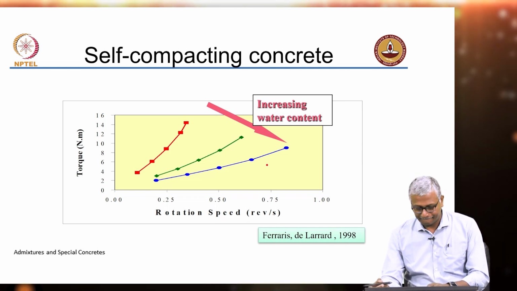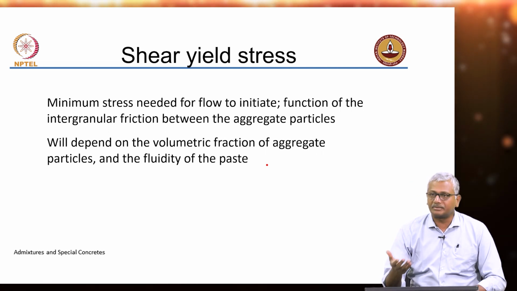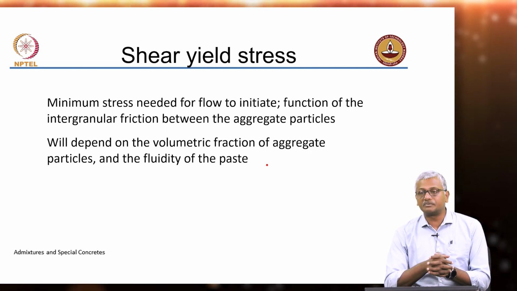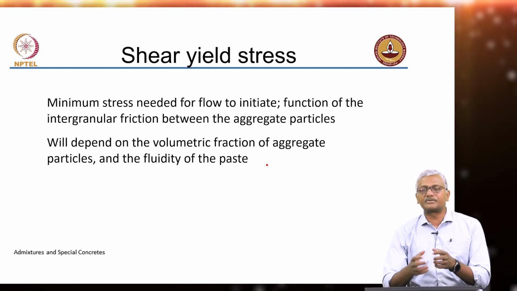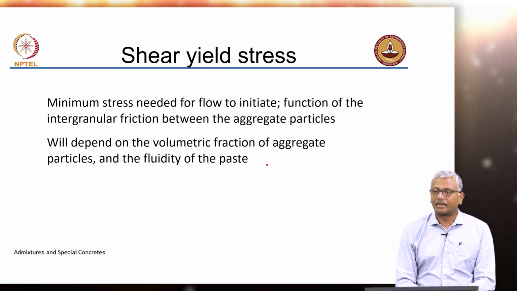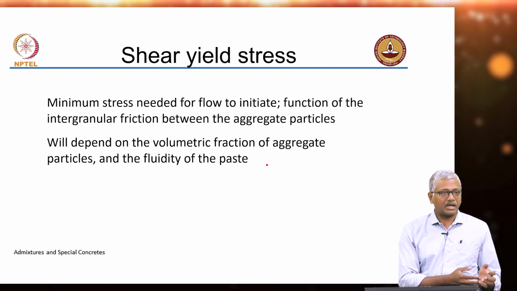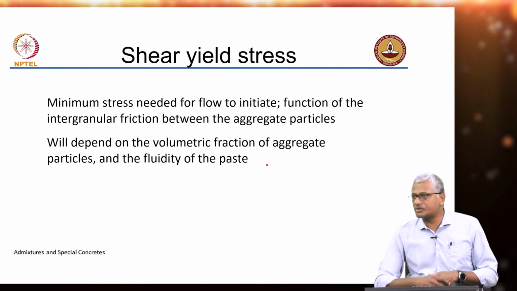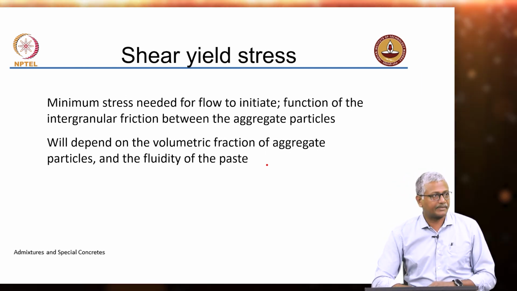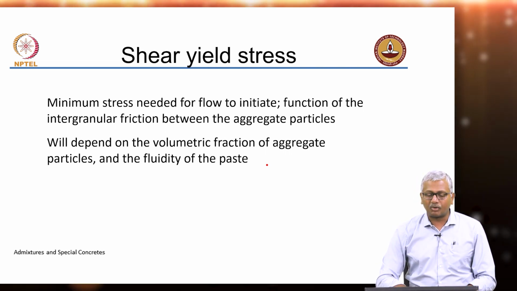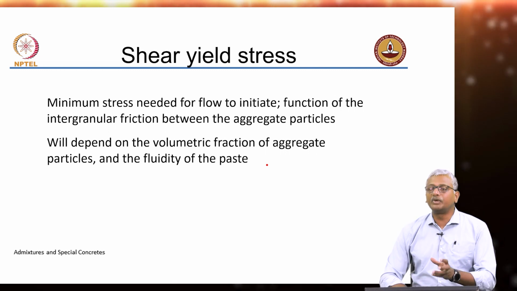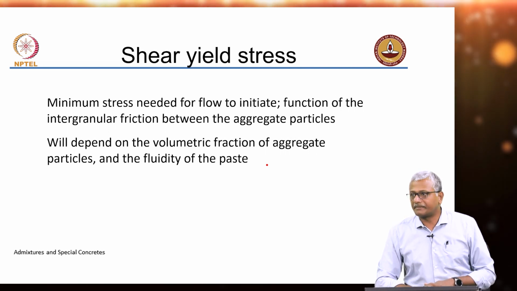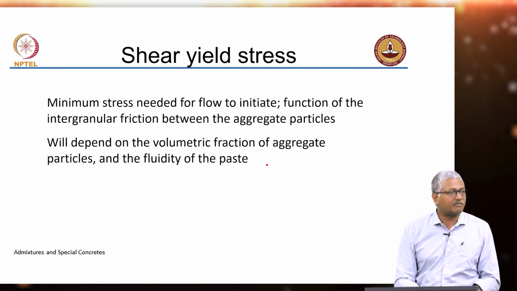So, if you look at the physical definition of shear stress, it's the minimum stress required for flow to initiate. It's a function of the intergranular friction between the aggregate particles. So, in a system that has more coarse aggregate or more aggregate and less paste, there is more friction, more shear stress. That is why when you move from paste to mortar to concrete, your range of shear stresses changes dramatically. Okay. So, generally it depends on the volumetric fraction of the aggregate particles and the fluidity of the paste, because a more fluid paste will be able to carry the aggregates past each other. Less fluid paste means you need to overcome that resistance by vibration only.